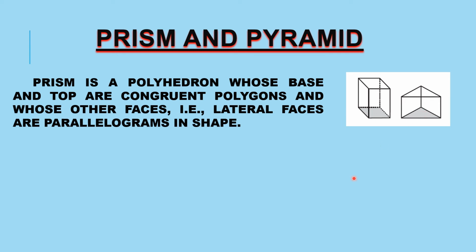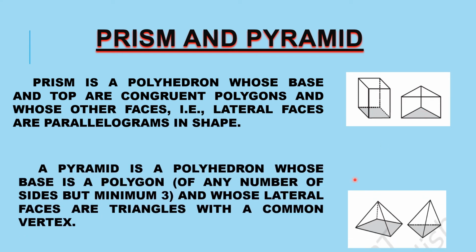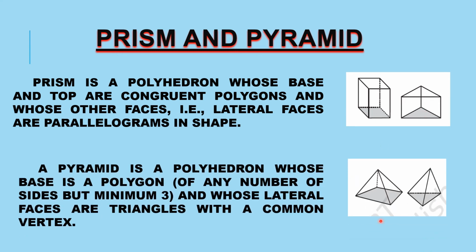Now next is the pyramid. So what are pyramids? Look here, a pyramid is a polyhedron whose base is a polygon of any number of sides, but the minimum number of sides must be 3. A polygon with less than 3 sides is not possible. You know this one. So in the first shape, at the bottom this is a polygon with 4 sides, and the second one has 3 sides.